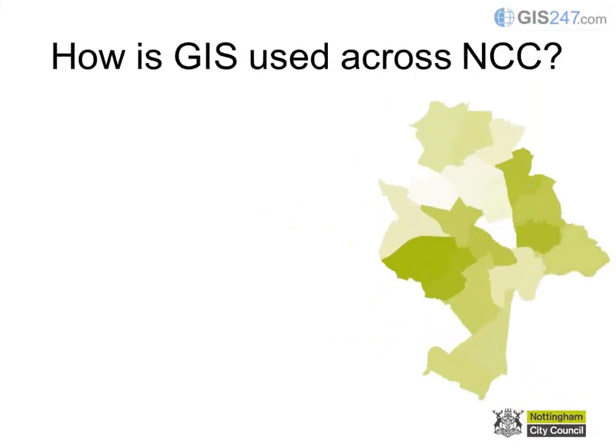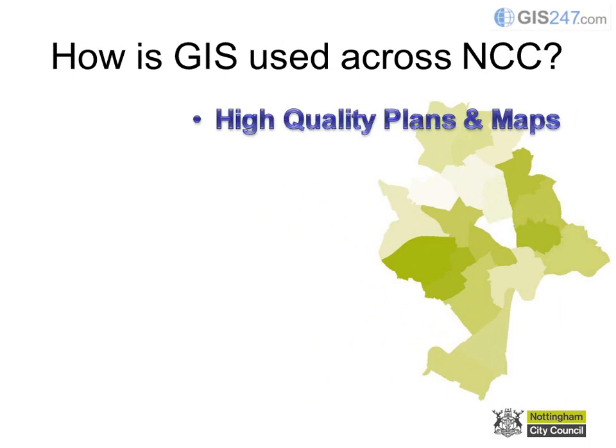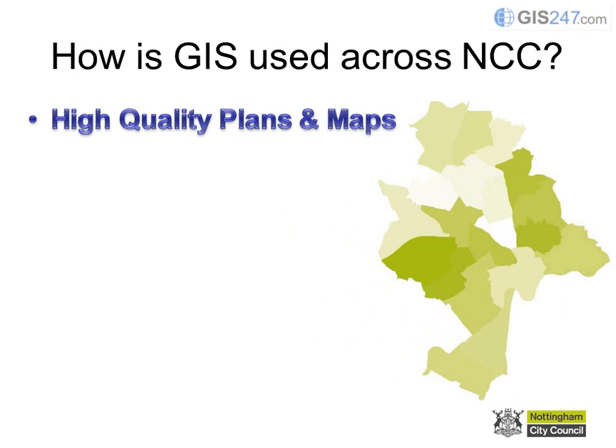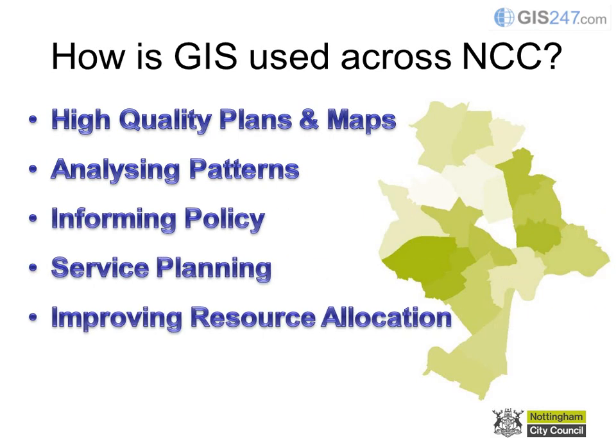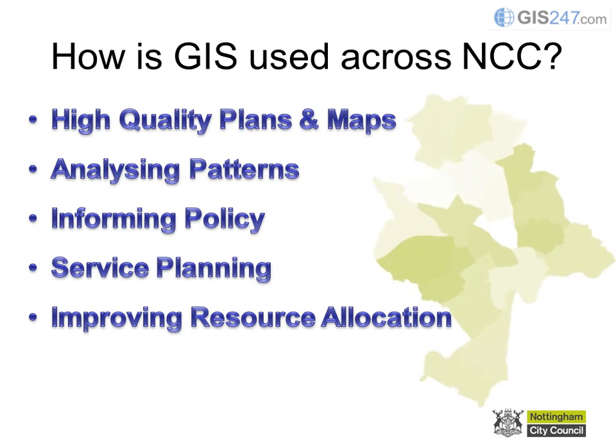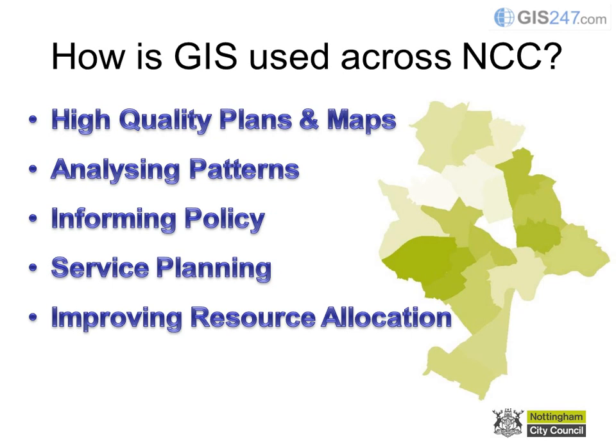This first presentation provides a brief outline of how Geographical Information Systems is used across Nottingham City Council. It is used for the production of high-quality plans and maps, for analysing patterns in spatial and attribute data, for informing policy, for service planning and in improving resource allocation. Behind the use of GIS technology is the data, both spatial and attribute.